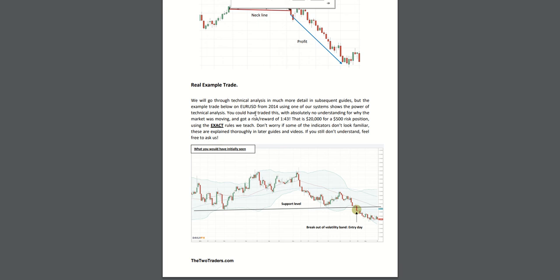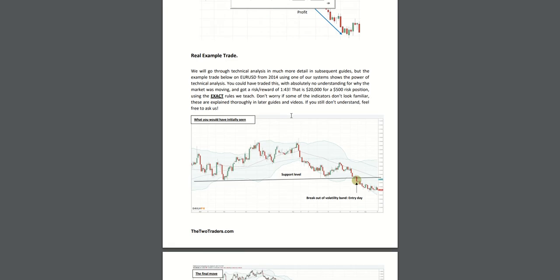So let's take a look at a real example of a trade that was taken by our system that we teach. The good thing about this is you can trade this kind of move without too much understanding of the market. It's always good to have an understanding of what's going on, but this is a simple breakout that we teach in our course.